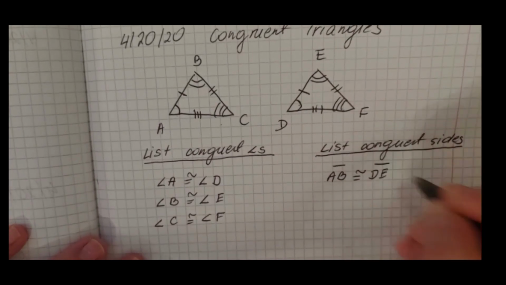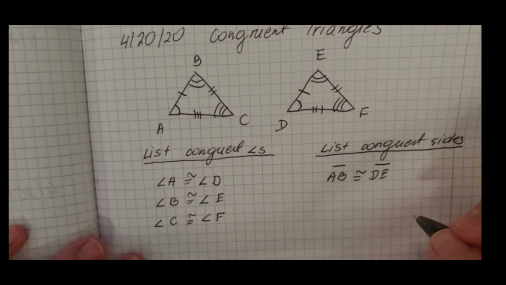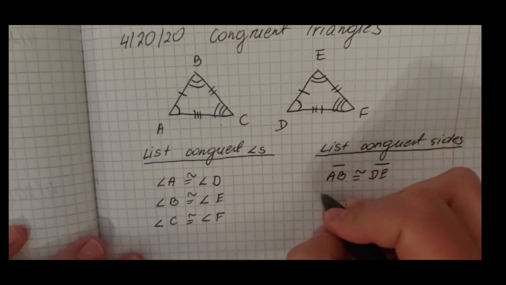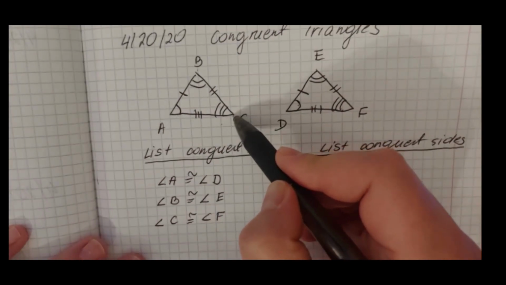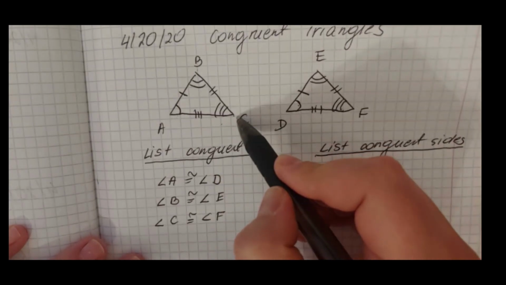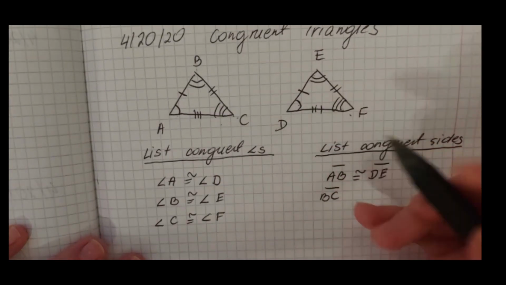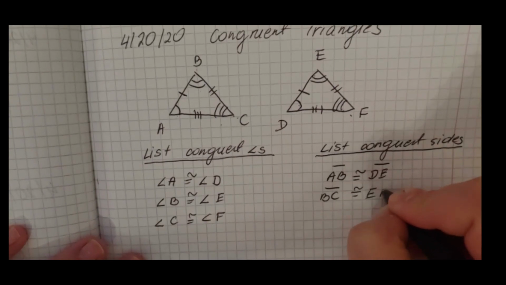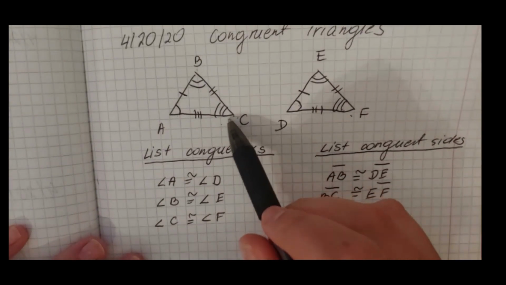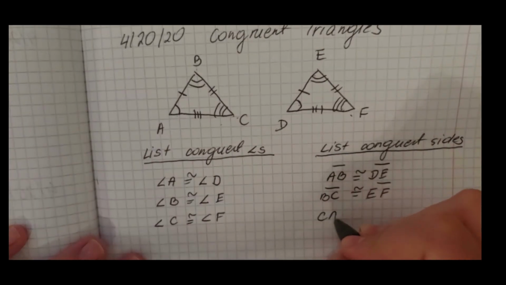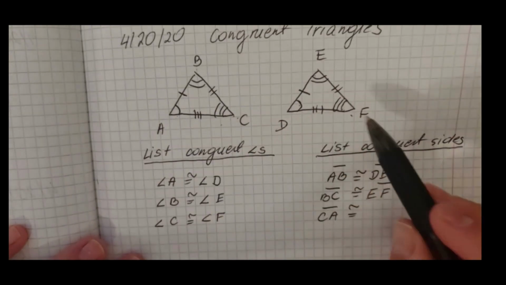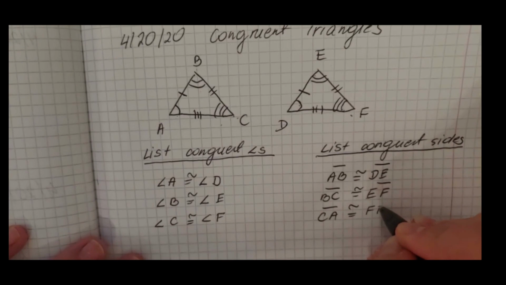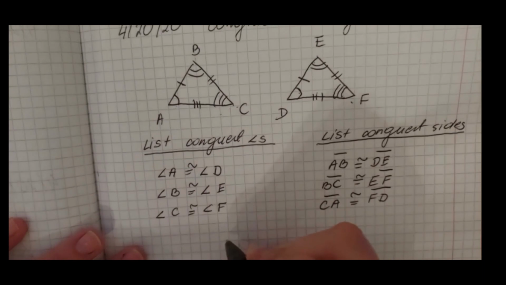And the side has a line on top that indicates it is a side. Then we have side BC, from B to C. So I need to find a side that goes from two arcs to three arcs, and that will be E to F. BC is congruent to EF. And then the last one is CA, which is congruent to three arcs to one arc, so FD.